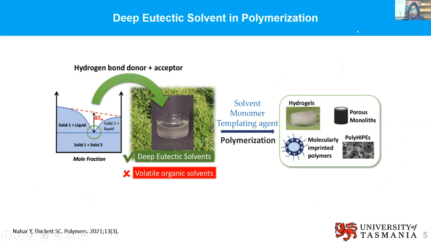Deep eutectic solvent in polymerization technique. Deep eutectic solvent can be used in polymerization as a solvent, as a monomer, or as a templating agent. At first, the deep eutectic solvent can be formed. Maybe it can be polymerizable, or sometimes you can use it as a solvent to form hydrogels or porous materials, molecularly imprinted polymers, or polyHIPEs.